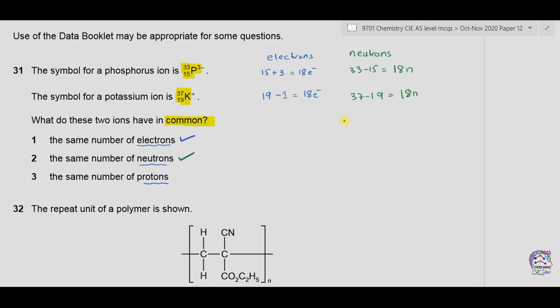3 is the number of protons. As in phosphorus we have 15 protons and in potassium we have 19 protons. So 3 is wrong. As both 1 and 2 are correct, so therefore answer is B.